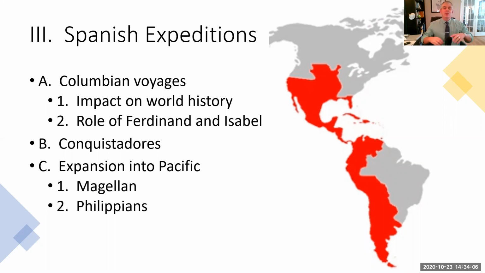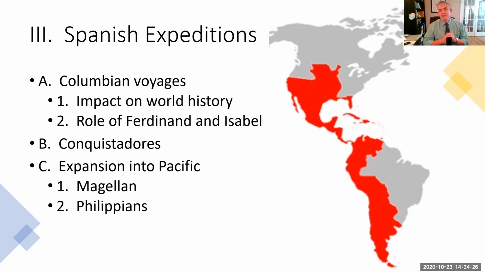So the conquistadors begin this Spanish exploration and Spanish conquest of North, South, and Central America, as well as the Caribbean. And everything you see on that map that's laid out in red shows us where the conquistadors go and where the Spanish Empire begins to grow.